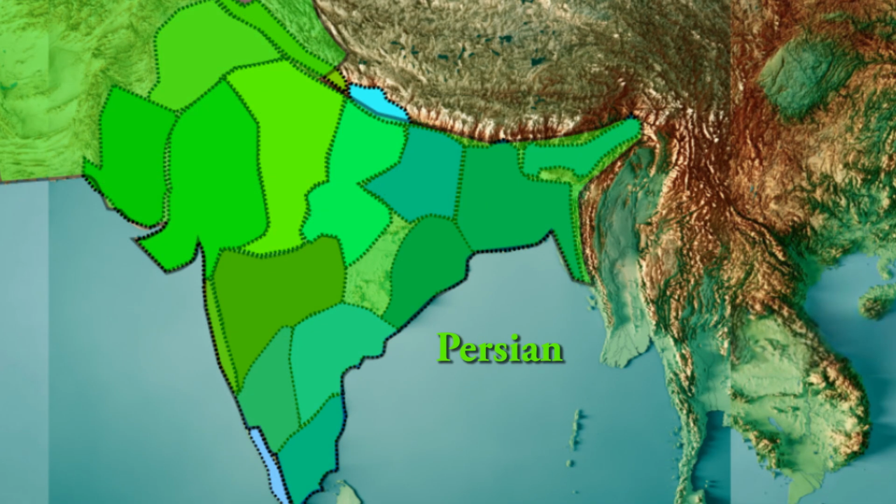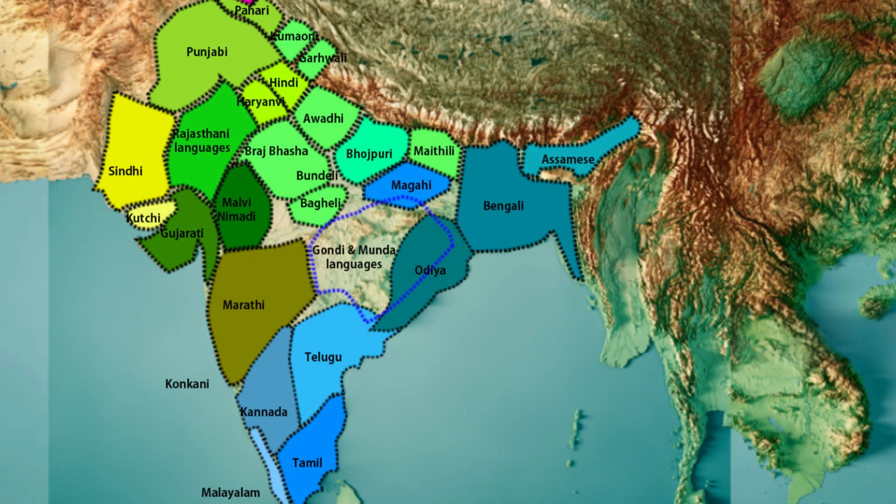Now the Persian language replaces Sanskrit as the official language of the royal court and begins influencing other languages like Punjabi and Hindavi. Hindavi's dialect around Delhi, known as Dehlavi, gets influenced by Persian and Turkic.